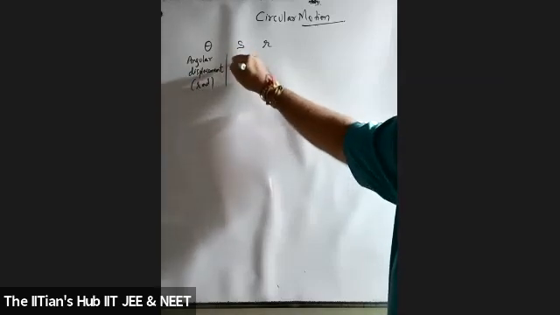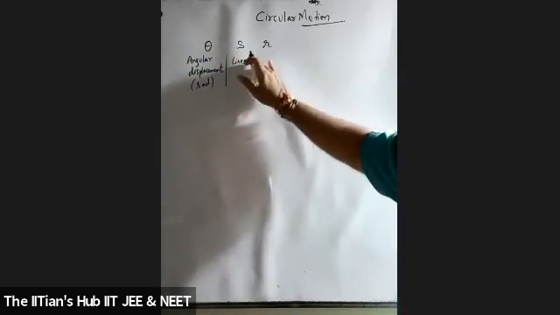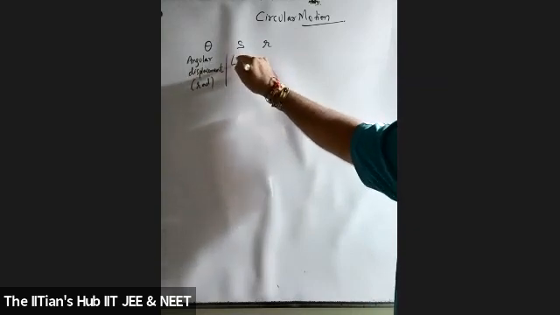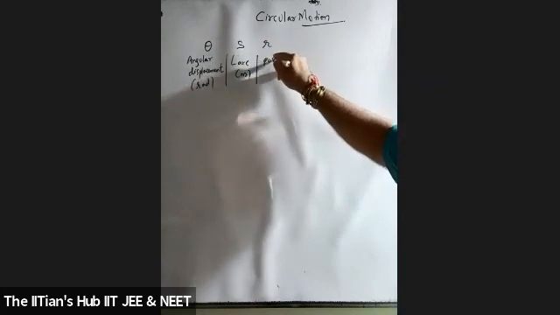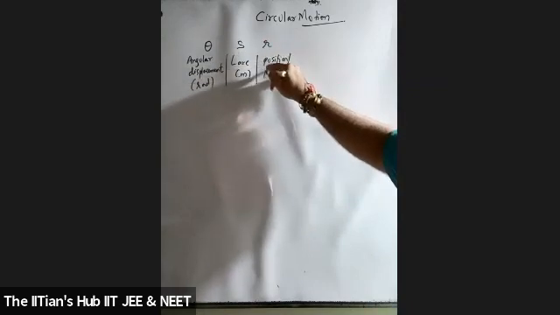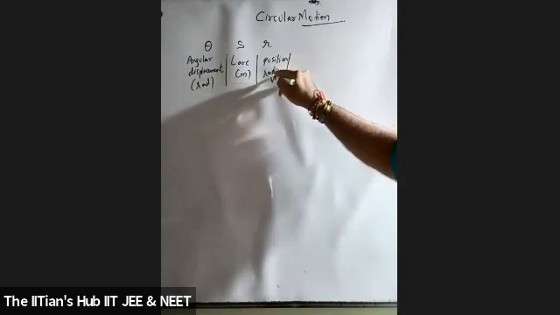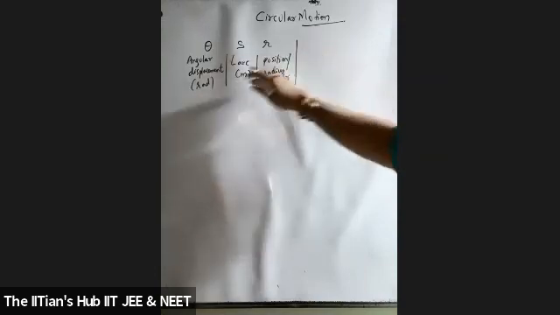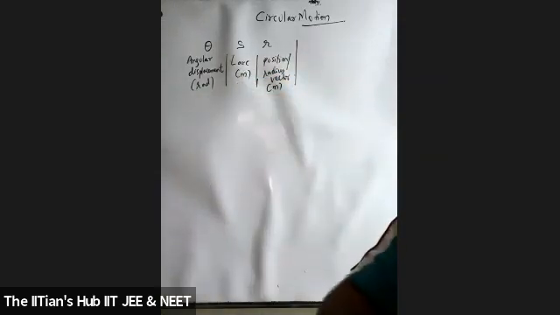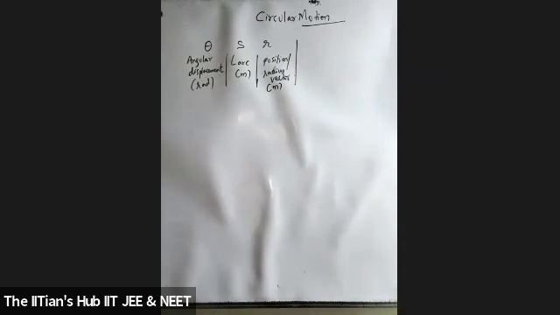So S is called linear displacement or length of arc, which is always in meter or centimeter. And R is your position or radius vector, which can be in meter or centimeter. So can you give me a relation between theta, S and R, length of arc, angular displacement, and radius, which many of you must have done in math? S is r theta. S is equal to r theta.